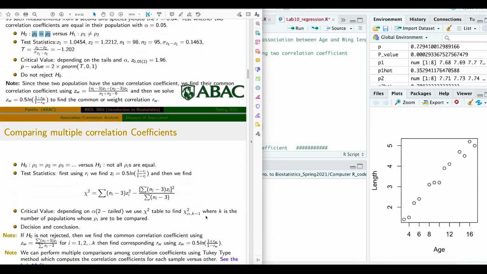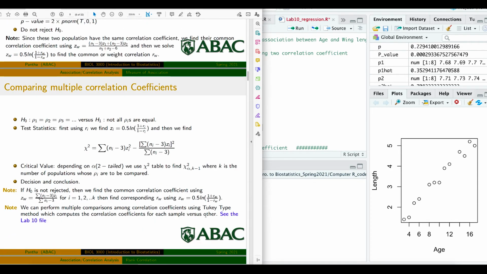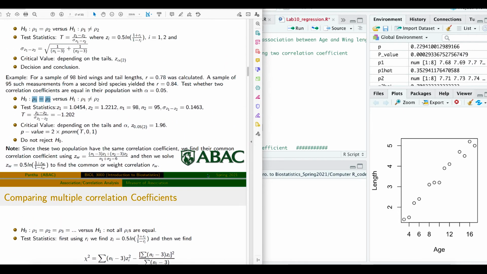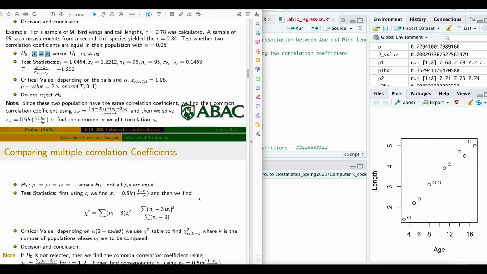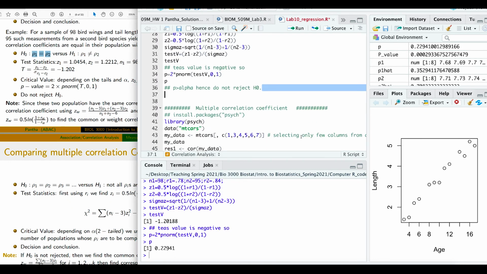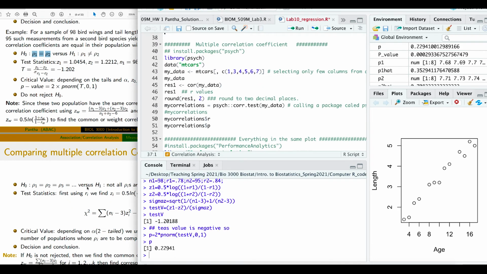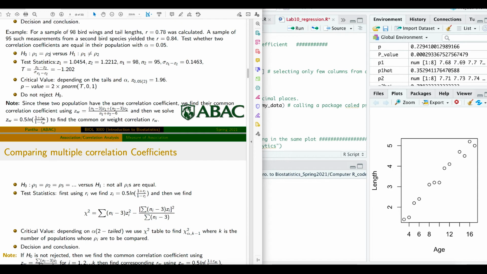Okay. The next one is comparing multiple correlations. So we saw how to compare two correlation coefficients. If you need to compare multiple correlation coefficients, I have done one here. Then the null hypothesis will be rho 1 equals rho 2 equals rho 3. So all those populations have equal correlation coefficients.